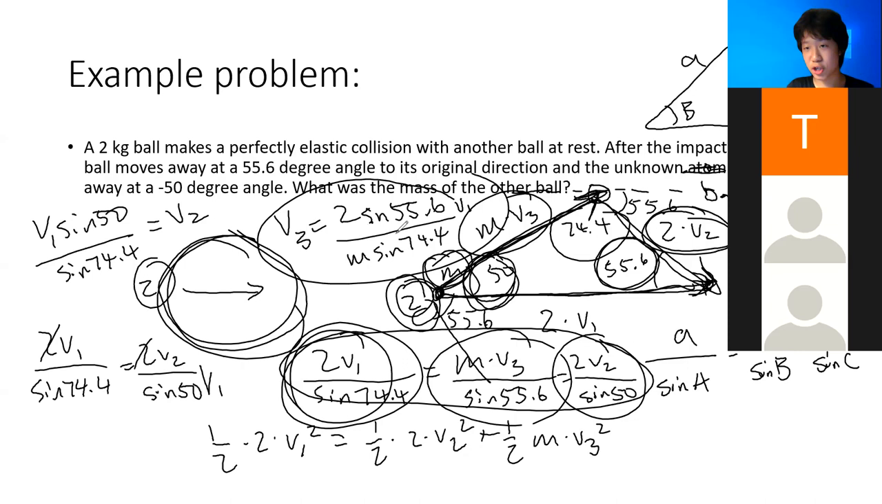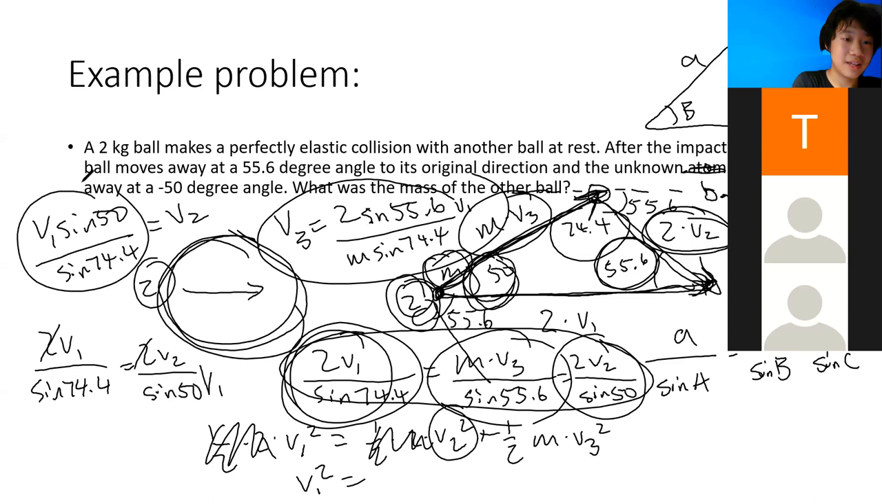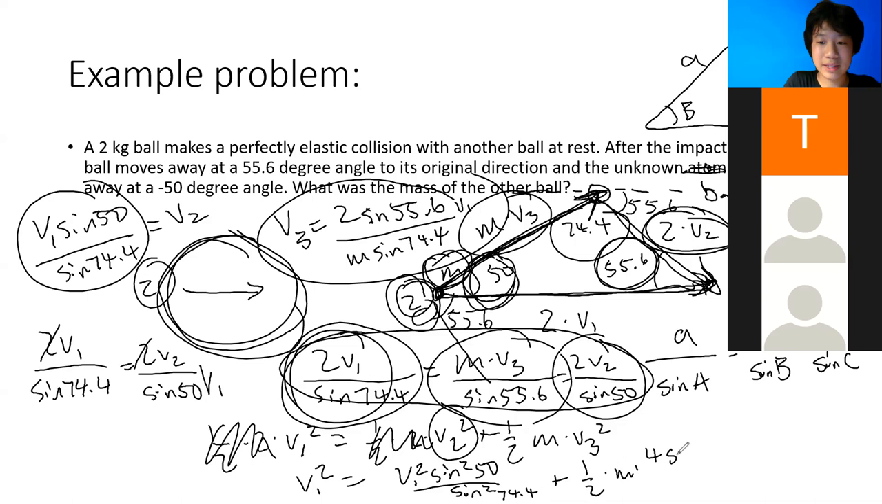So let's plug these into our energy equation. Let's cancel these first. V1 squared equals V2 squared. Well, that's just this thing. V1 squared sine squared 50 over sine squared 74.4 plus 1 half times m times v3 squared, which is 4 sine squared 55.6 times v1 squared over m squared sine squared 74.4. That's a lot of work here. And in every single term in this equation, v1 squared exists, so we can cancel all those out.